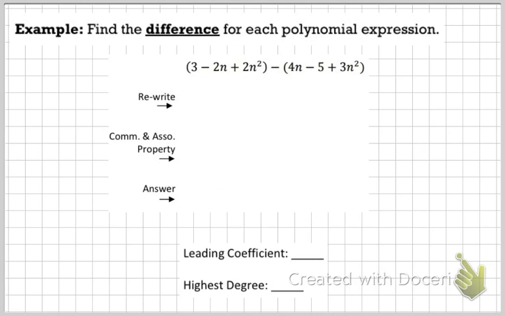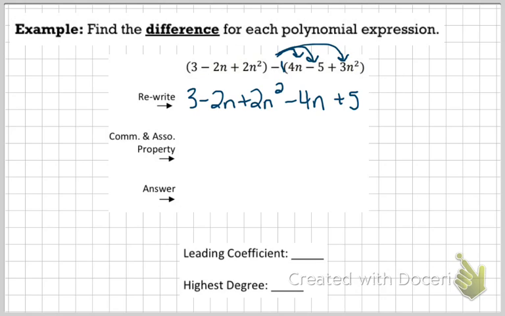Next one. Now it's time to find the difference. Here is where things change a little. Minus sign. We can't just remove parentheses. We have to put a 1, and we got to distribute that negative 1. So what's going to happen with this first trinomial is that we're going to rewrite it. This second trinomial, we're going to distribute. So negative 1 times 4 is negative 4n. Negative 1 times negative 5 is a positive 5. Negative 1 times 3 is a negative 3n squared.